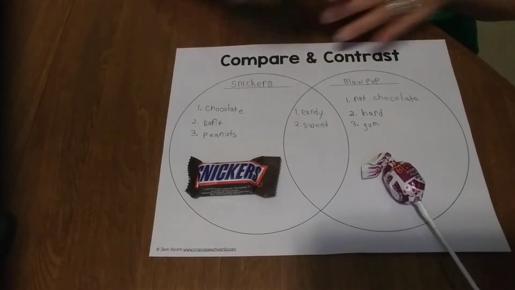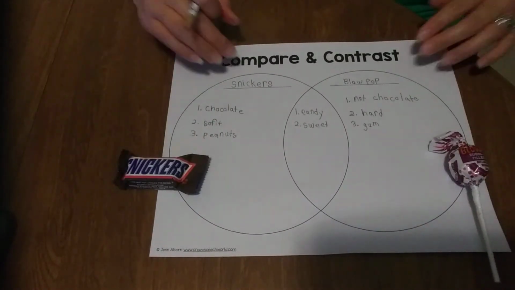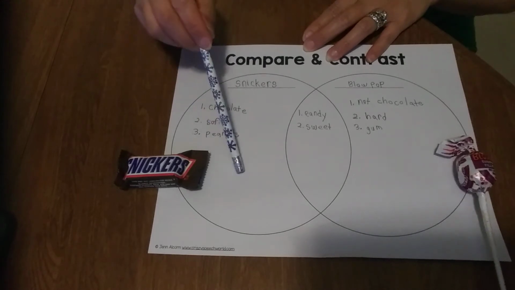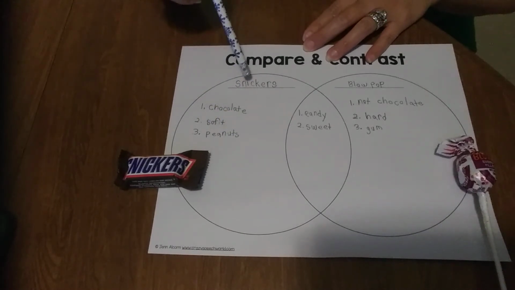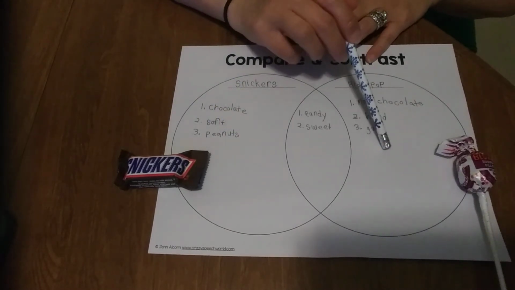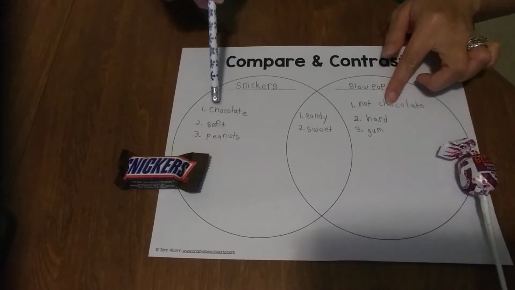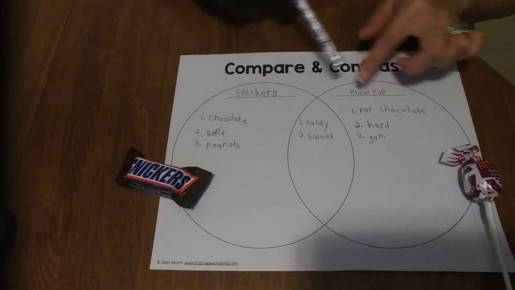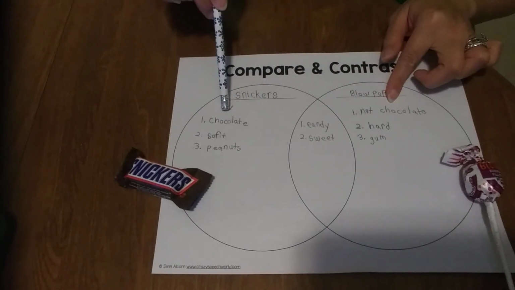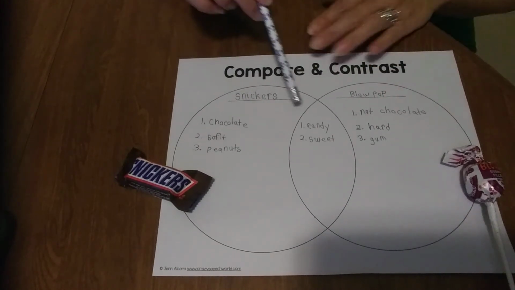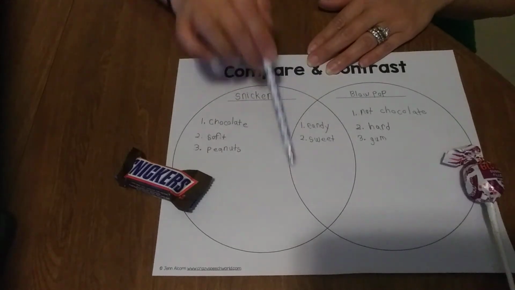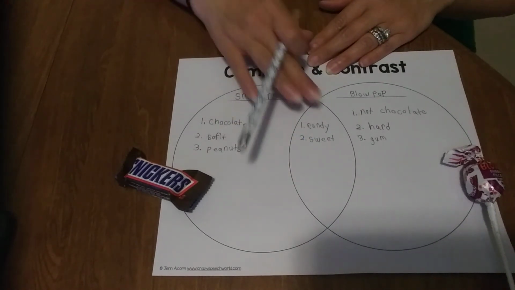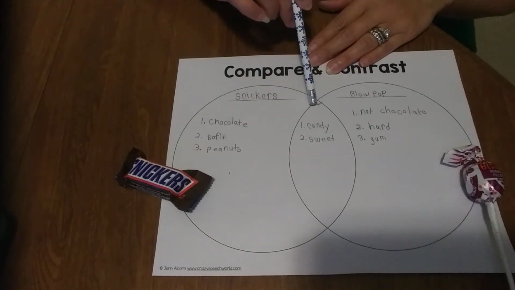So now, if I look at my Venn diagram, I can see one side has the Snickers, and one side has the Blow Pop, and these are what they have that are different. So these are contrasting because they are different, okay? And in the middle here, where the two circles go on top of each other, this is how they are the same. This is how I compare them, okay?